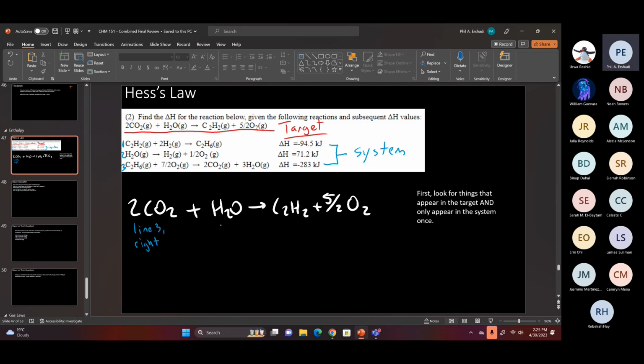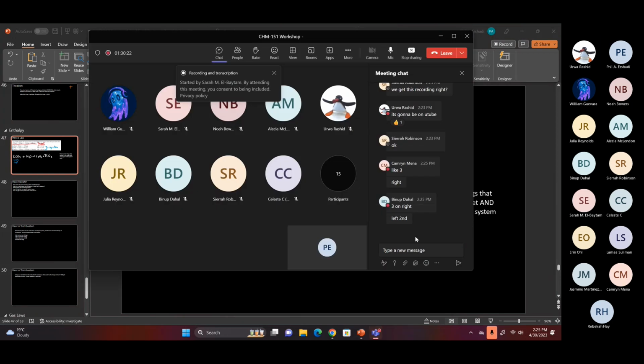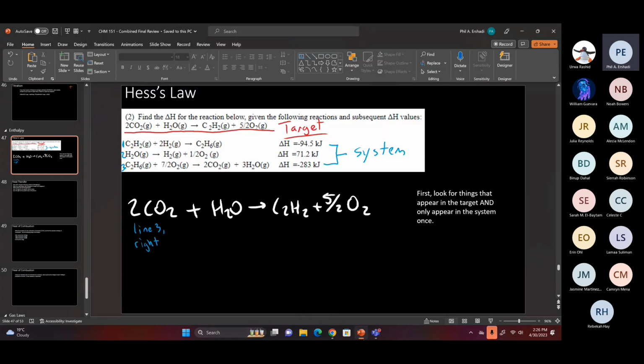Now, what about water? Where does water appear in the system? Be careful about this one. Yep, line 3 on the right, line 2 on the left. But more importantly, it appears on 2 lines. So we're going to write down that it's on line 2 and 3. And that means we're going to skip it for now.